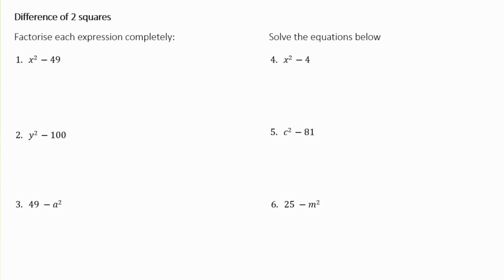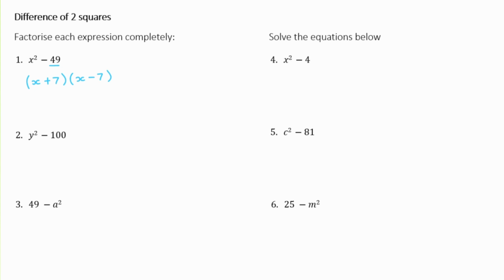So for number 1, we have x squared minus 49, and 49 is a square number. So for the first term of each bracket, we put x. Square root of 49 is 7, so for the first bracket, we're going to put plus 7, and for the second bracket, we are going to put minus 7, and that is our factorized form.